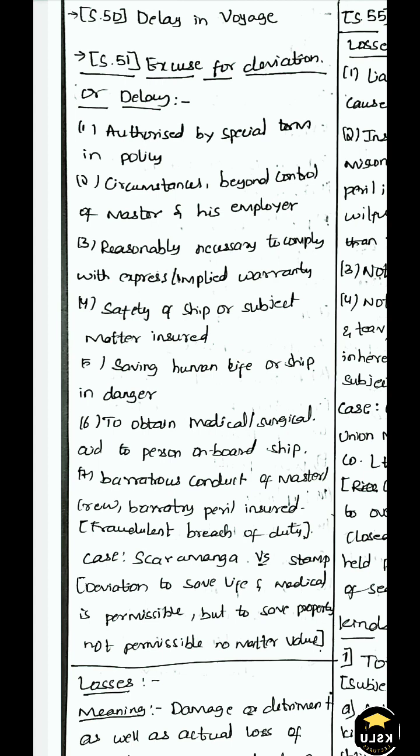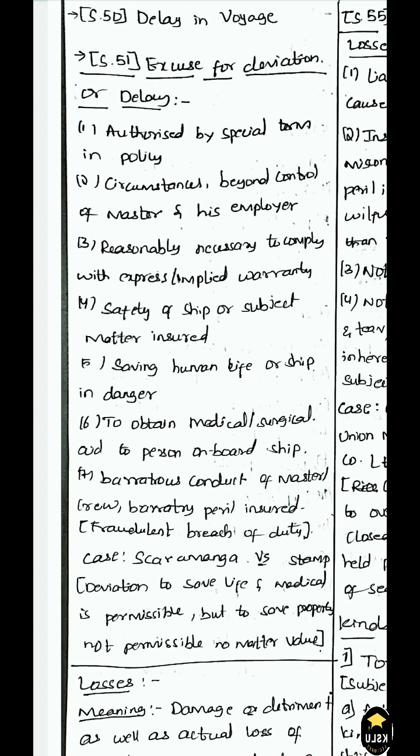Authorized by special term in the policy. So if the policy itself authorizes deviation, then the ship can take deviation. Circumstances beyond the control of the master and his employer. So certain circumstances occur which are beyond the control of the master and his employer to maintain route, and they deviate because of that, then that is also lawful deviation. The next is reasonably necessary to comply with an express or implied warranty. So if there is an express or implied warranty or condition to be followed for the insurance, and to follow that they deviate from the path, then that is also lawful.